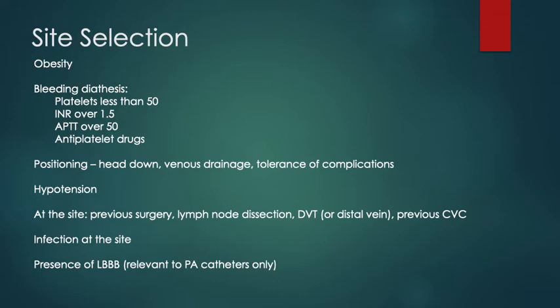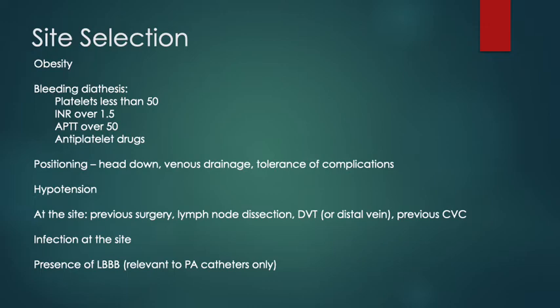Tolerance of complications. That would be a pneumothorax in your hypoxic patient, or your person with a difficult airway who, if you get a neck hematoma, could be difficult to intubate in an emergency situation. Similarly, hypotension: have a think about what your vessel's going to look like in terms of collapsibility and whether you need to give the patient a little bit of fluid or some optimization prior to starting.